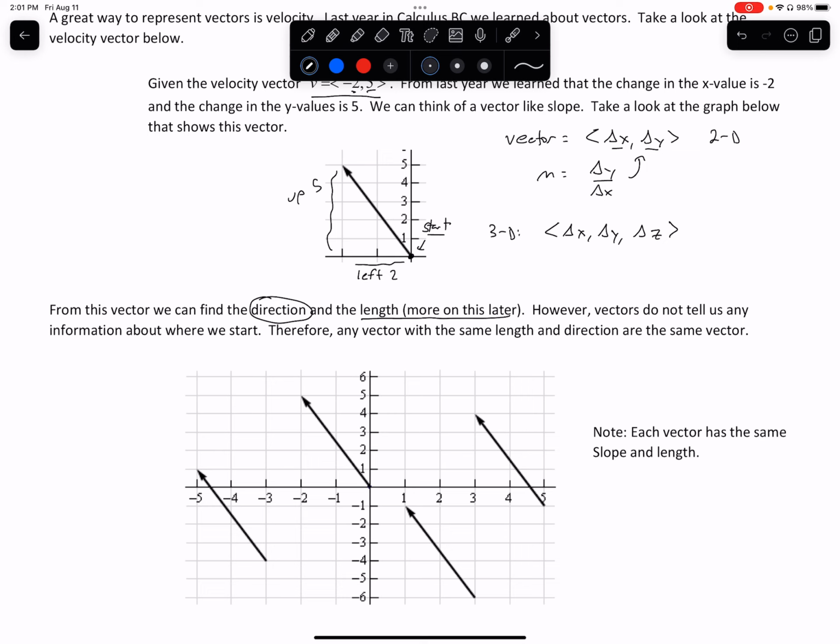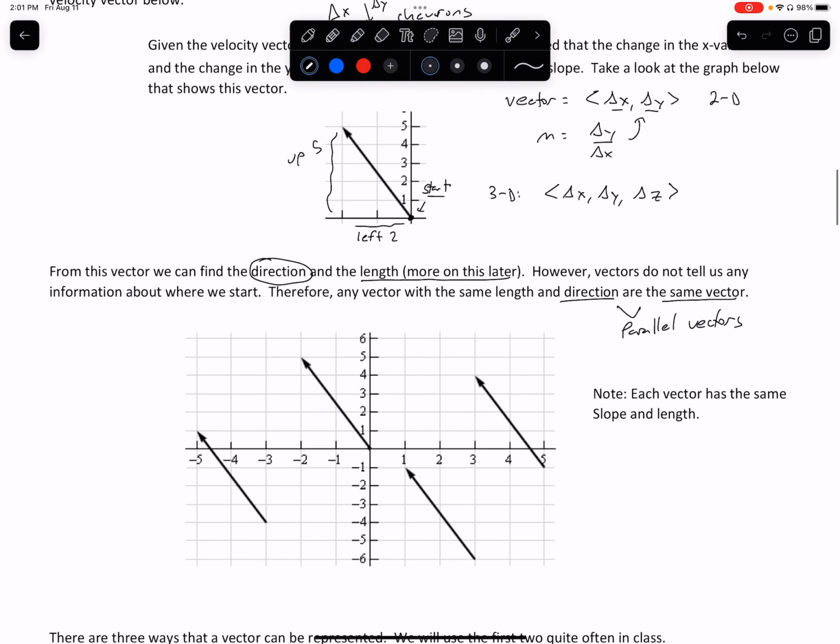However, this vector does not tell us any information about where we are starting. Therefore, any vector with the same length and direction is what we consider the same vector. As a matter of fact, because they're the same vector and they have the same direction, these are considered parallel vectors. And we have a bunch right here.